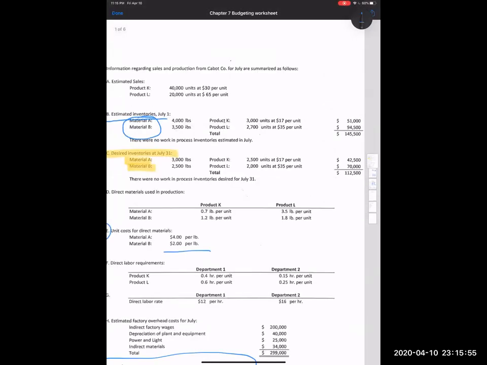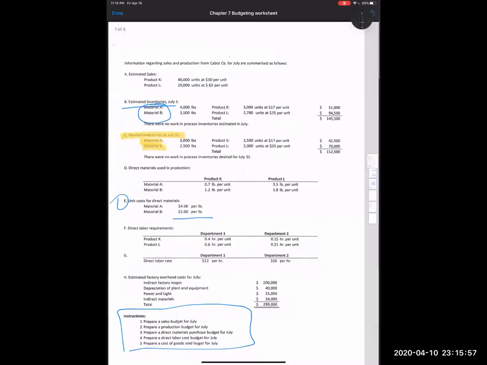As we're constructing this budget, in order for us to complete product K, it needs to go through two departments, department number one and department number two. Now we need to understand how much time each product spends in each department. To do so, we're going to get it from this information here, from point F. It tells us that for product K and product L, here are the direct labor requirements.